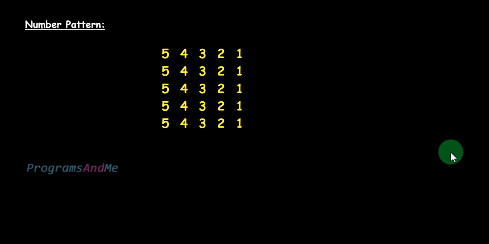Today in this tutorial we'll write a Python program to print this number pattern. The shape of this number pattern is square, number of rows is equal to number of columns, and the numbers we want to print in the first row are 5 4 3 2 1, in the second row also 5 4 3 2 1, in the third row also 5 4 3 2 1, in the next row also 5 4 3 2 1, and in the last row also 5 4 3 2 1.